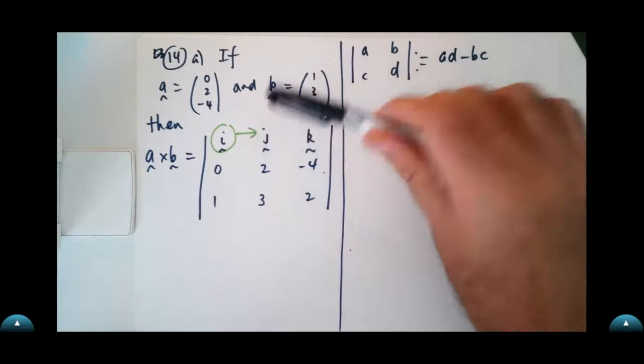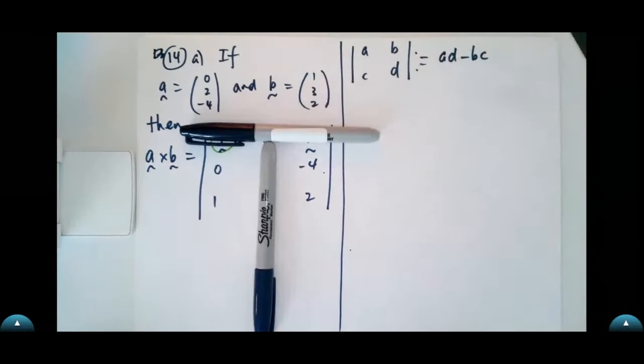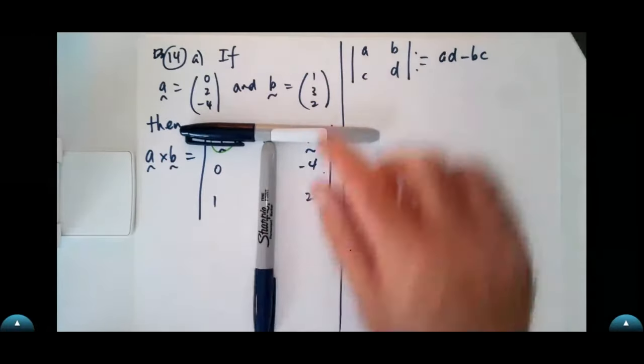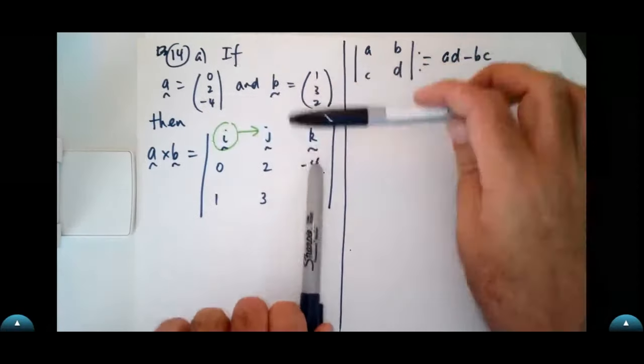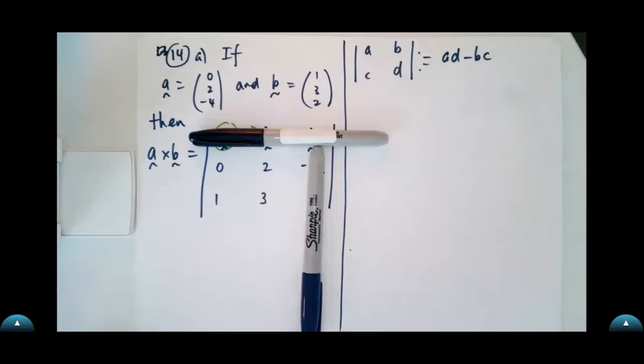Then you move on to this one, in the middle row and the top column, and you multiply j by that times that minus that times that. Then you move on to the k. Multiply k, that times that minus that times that. The only thing you need to worry about is that every time you move from i to j to k, you change the sign. So it goes positive, negative, positive. Let me show you how it works.